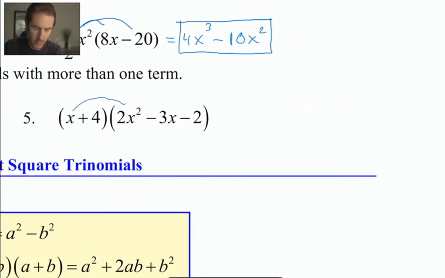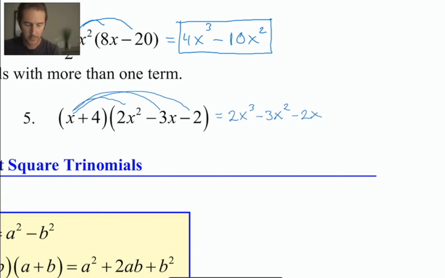All right, let's do this. X times 2x squared makes 2x to the third. And then we take the x and multiply it by negative 3x. So there's a negative 3 and a couple of multiples of x, so that makes x squared. And then the x multiplies out here to this negative 2. That's negative 2 times x is negative 2x.